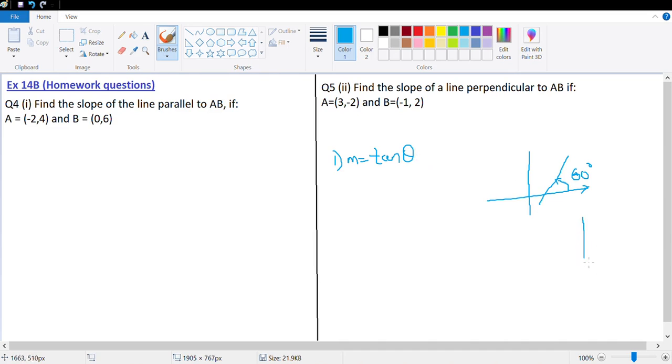Let's look at another line which is sloped like this. In this case, if I look at the anti-clockwise direction, the angle made here is more than 90 degrees. So in such a case, we look at the clockwise direction from this side and we call this negative theta. So in this case, the slope would be tan of negative theta, which would be negative of tan theta.